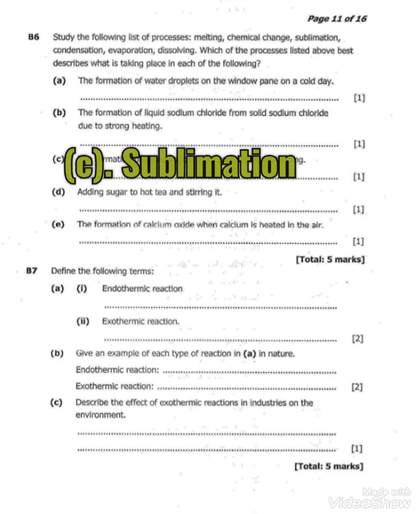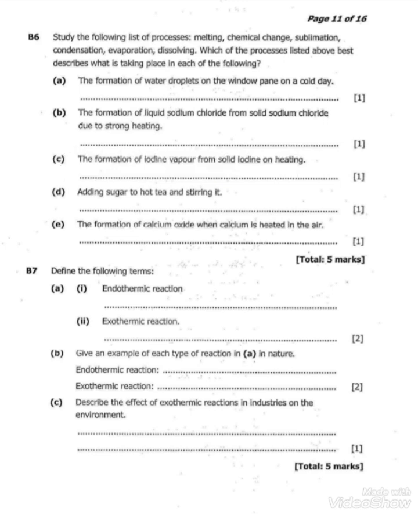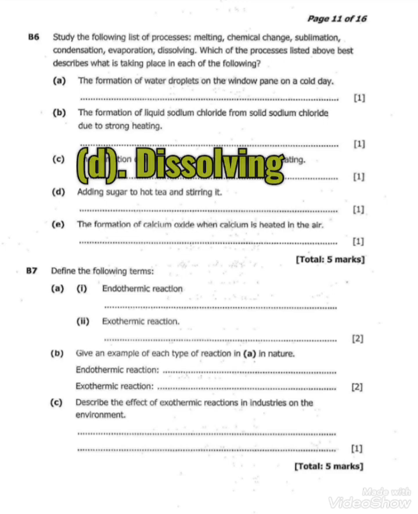Adding sugar to hot tea and stirring it. So sugar dissolves in water. So the answer is dissolving. The sugar was dissolved in hot tea by stirring. So the answer is dissolving.